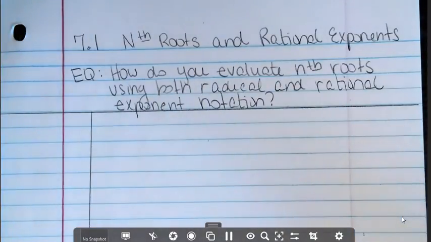So you guys are really used to square roots, and we're going to basically build off of that, and we're going to be able to take any root of any number.